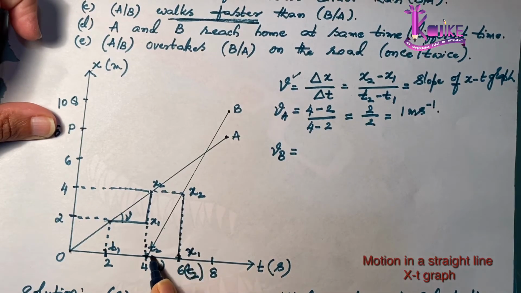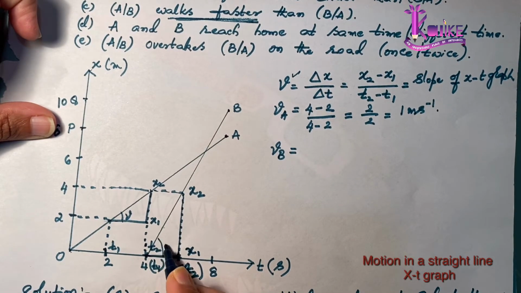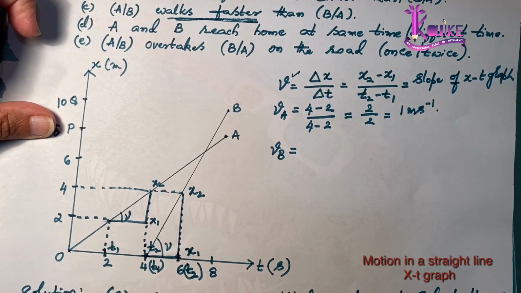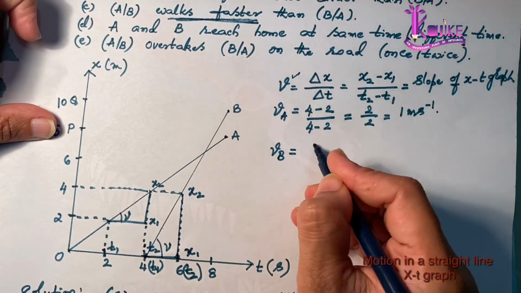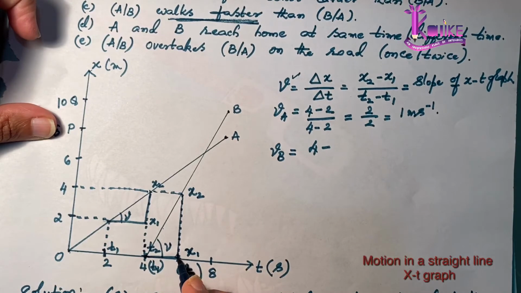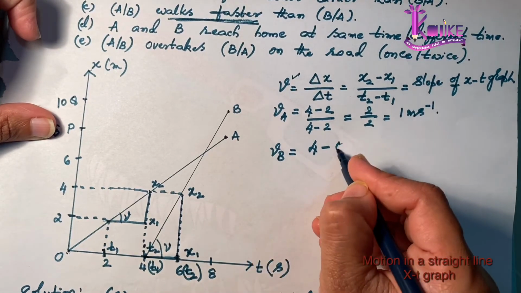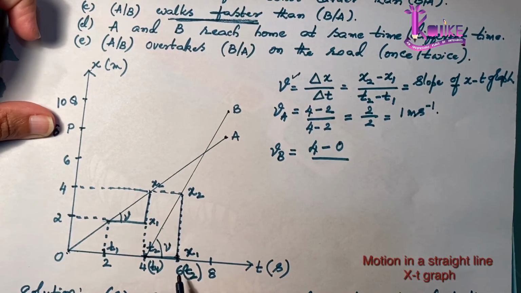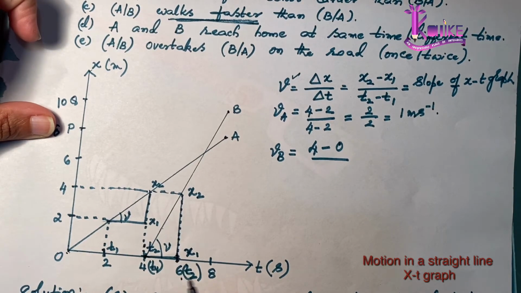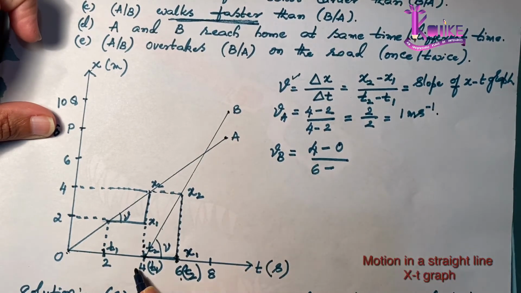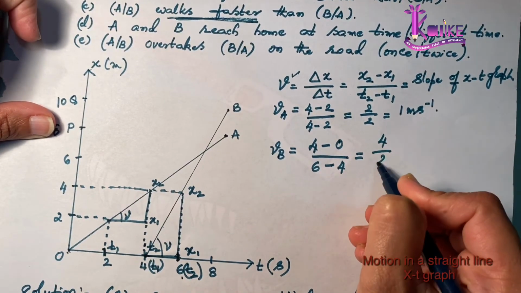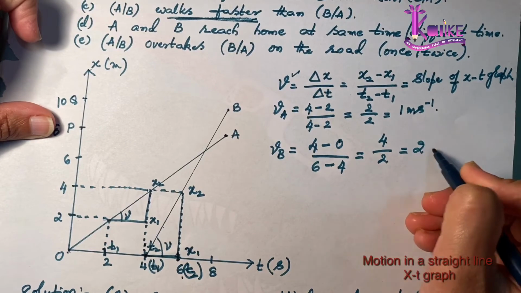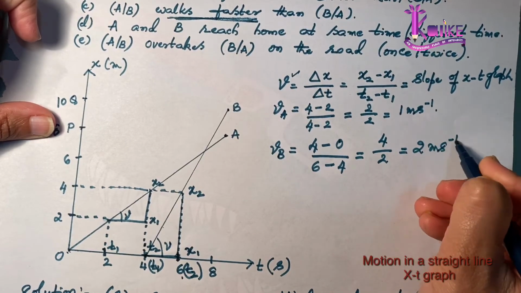So this is the triangle that you have chosen and this is the velocity you are calculating, which is nothing but the slope. So how much is the value of x2? It is 4. What is the value of x1? It is 0, right? Divided by, what is the value of T2? It is 6 seconds minus 4 seconds. So this is 4 divided by 2, which is nothing but 2 meter per second.